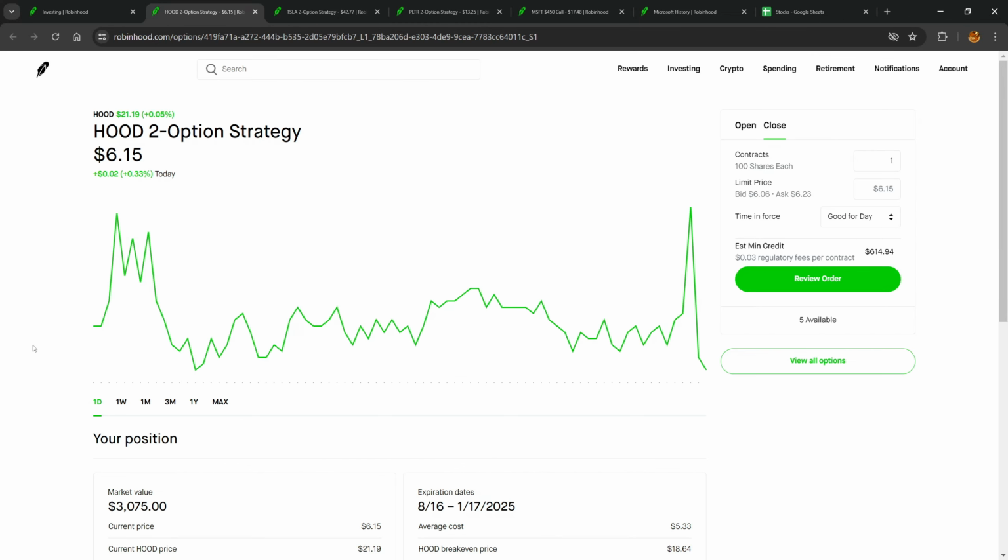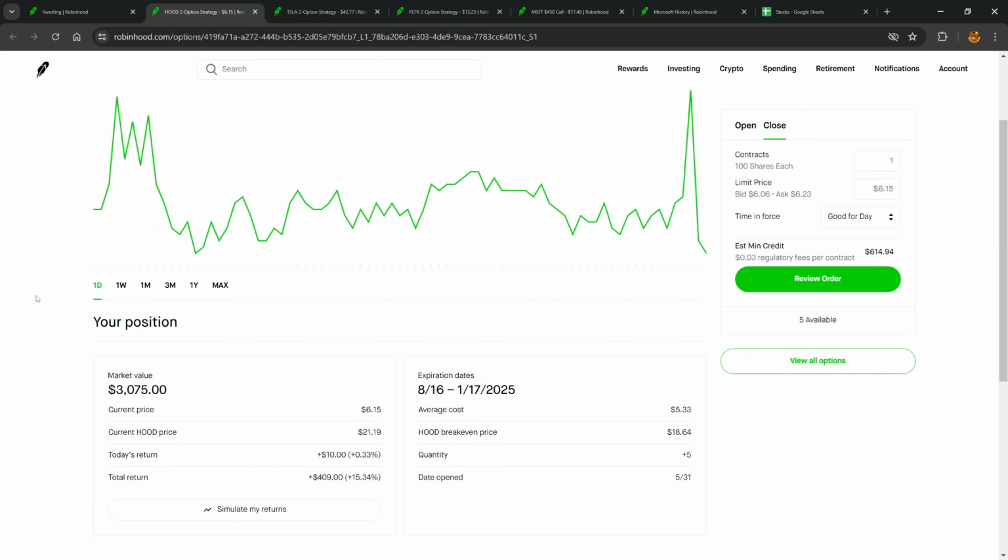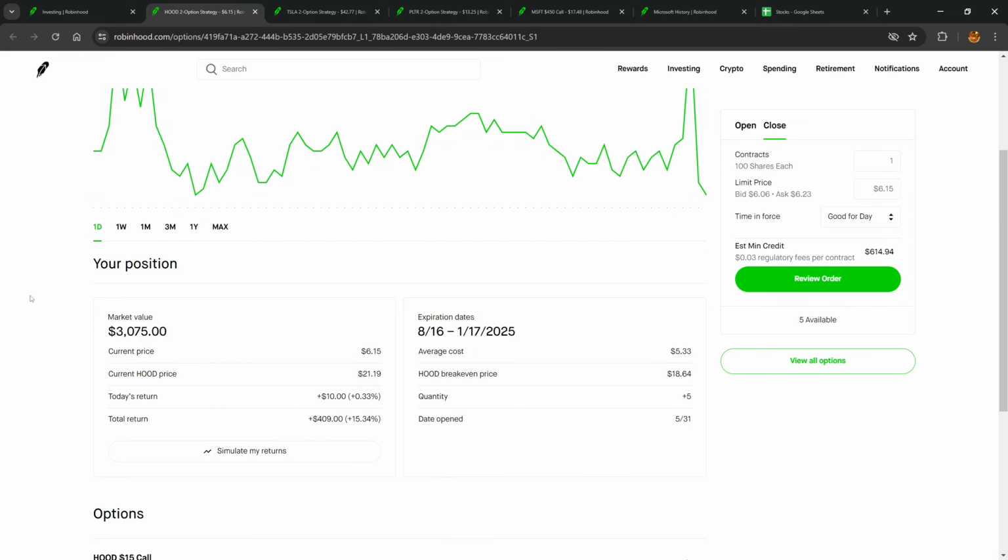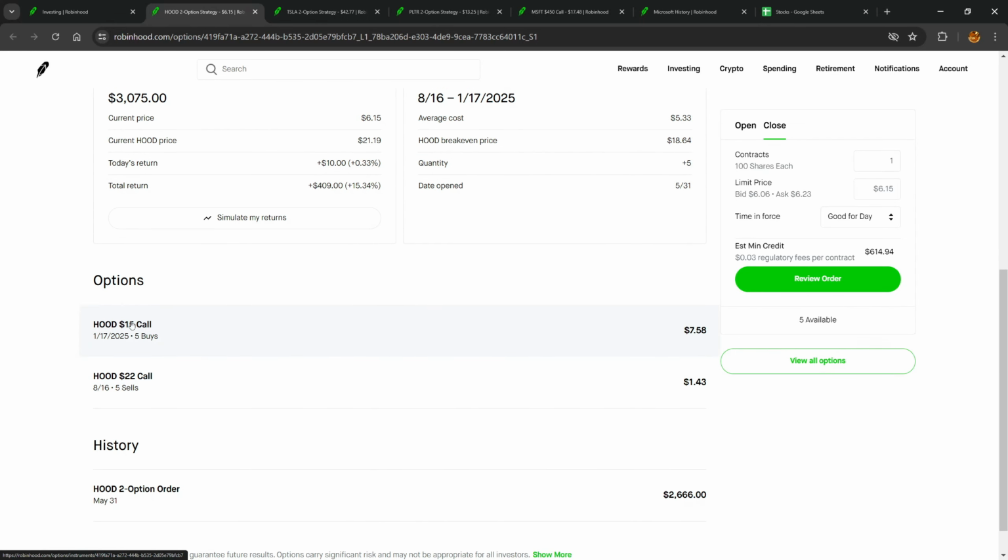One place you can clearly see the benefits of selling out of the money and buying in the money is a poor man's covered call. A poor man's covered call is a two-leg strategy with two different dates. If we scroll down here, you will see that I bought the $15 strike price that expires on January 17, 2025. And at the same time, I sold the $22 strike that expires on August 16.